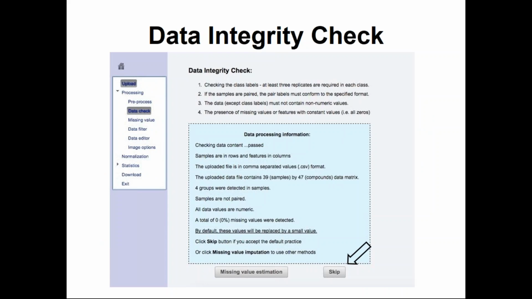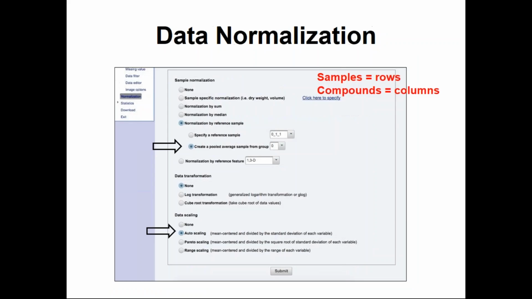So we've uploaded our data, and what MetaboAnalyst will do is immediately perform a data integrity check. What you find is that there are 39 samples uploaded, 47 compounds on average for each of the 9 cows that were measured over this time, and everything looks good, so we'll just press skip because the data was well done.